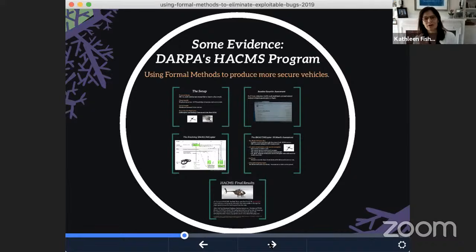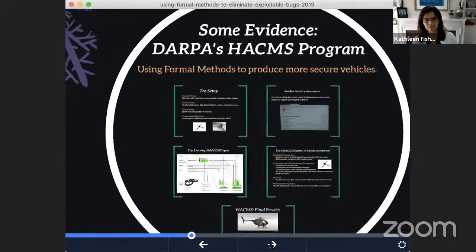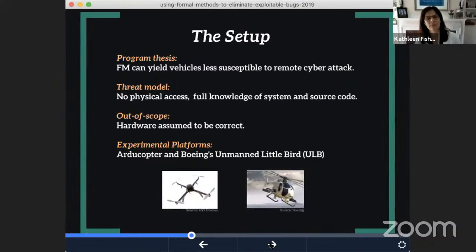So that was the starting point for the DARPA HACMS program. The idea was, let's see if we can use formal methods to produce vehicles that are much more secure. The basic setup is that the threat model was that attackers can't have physical access to the platforms, but that they have full knowledge of the system and the source code.